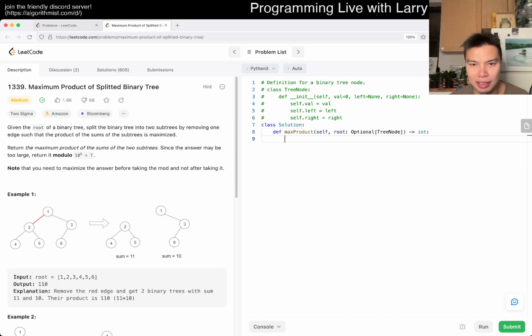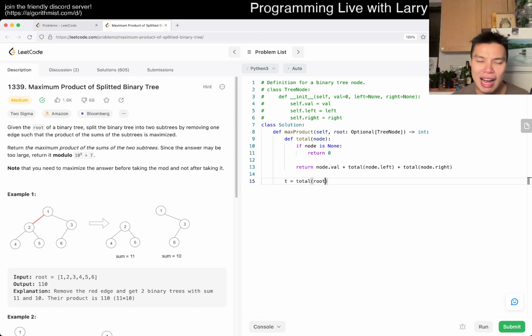So then let's just get a total. If node is none, return 0. Return node dot value plus total of node dot left plus total of node dot right. T is equal to total of root, right? So then now we can calculate a subsum, right?